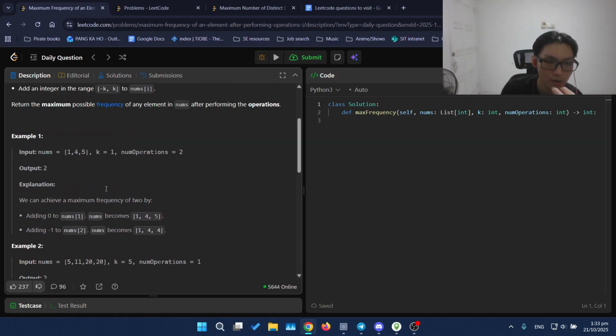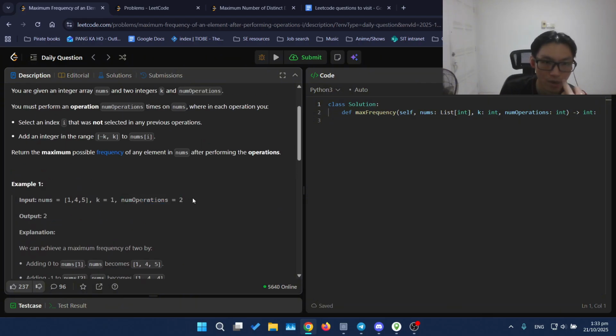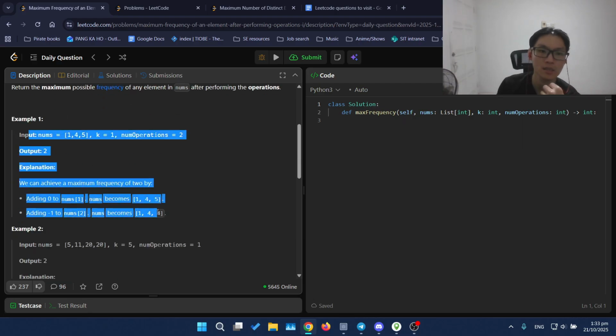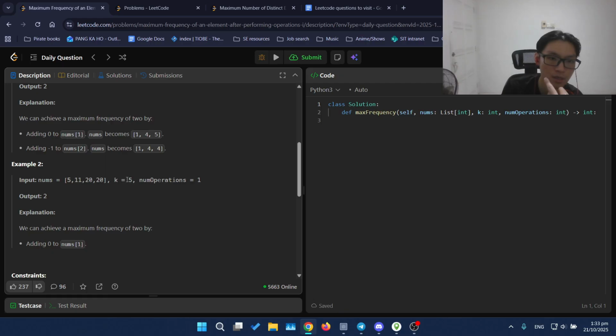Adding 0, oh, you can add 0 to the number as well. Oh, because you must perform that number of operations. From example 1, we can see that sometimes we can do a no op because we can just add 0 to any number. So in that case, what we really want to do is just try to maximize the frequency. We can also add a +1 to 4 instead. So let's see. Num operations is 1.